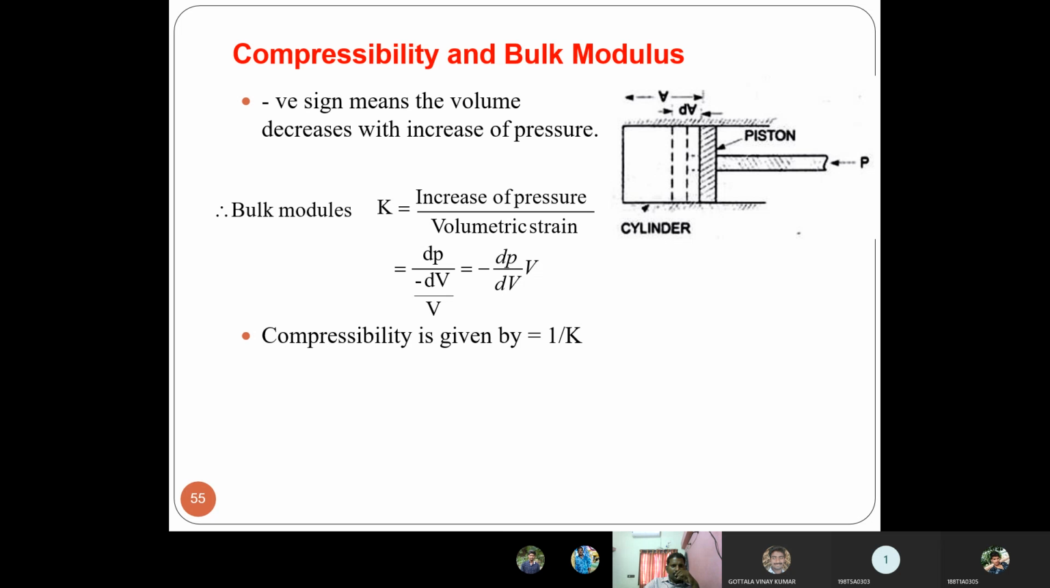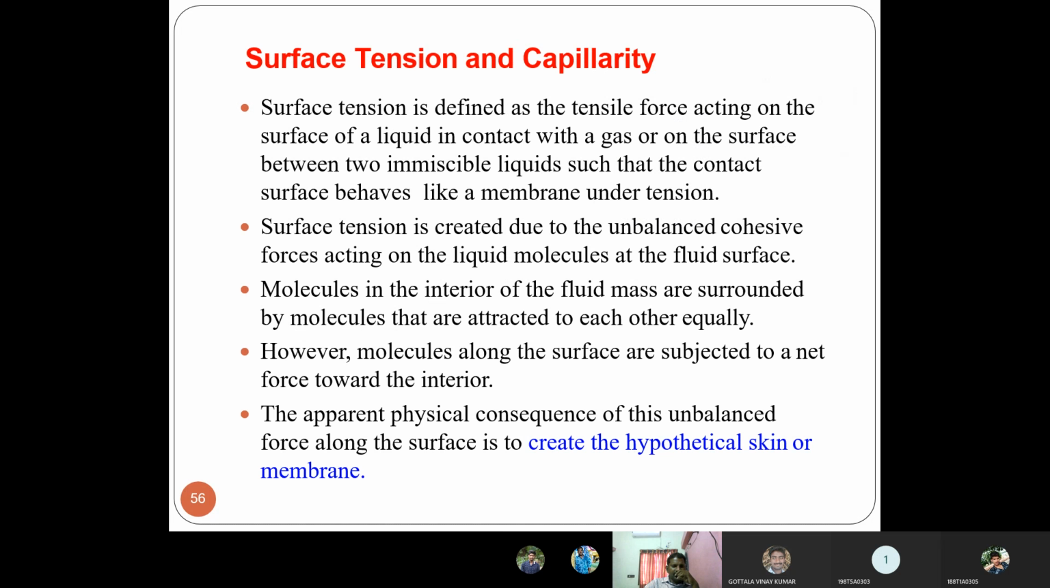Now, come for another slide. Surface tension and capillarity. What is meant by surface tension? Surface tension is defined as the tensile force acting on the surface of a liquid in contact with a gas or on the surface between two immiscible liquids, such that the contact surface behaves like a membrane under tension.